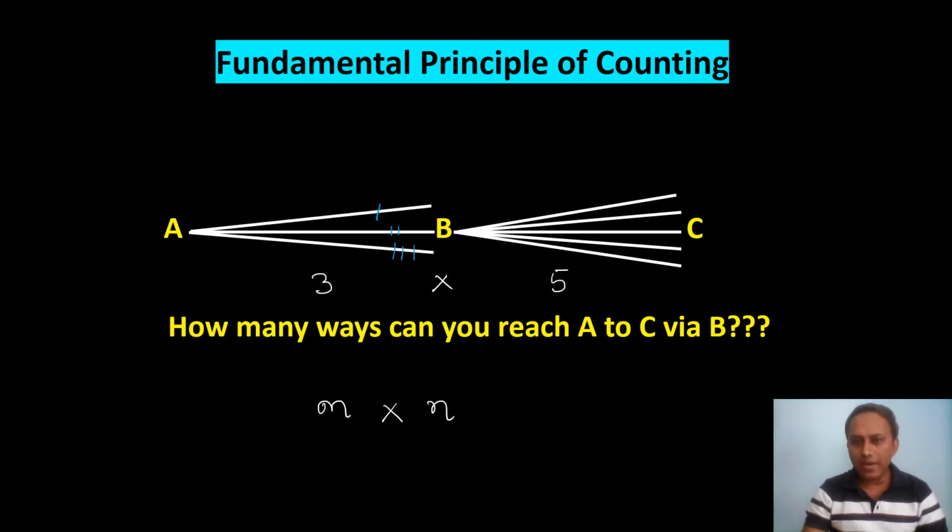Suppose there is another city D and you have to reach A to D via B and C, and suppose between C to D there are 4 roads. Now how many ways you can reach A to D? That is 3 into 5 into 4, right? So this is true for any number of operations. This is fundamental principle of counting. Now let us see how we apply this principle in solving permutation and combination questions.